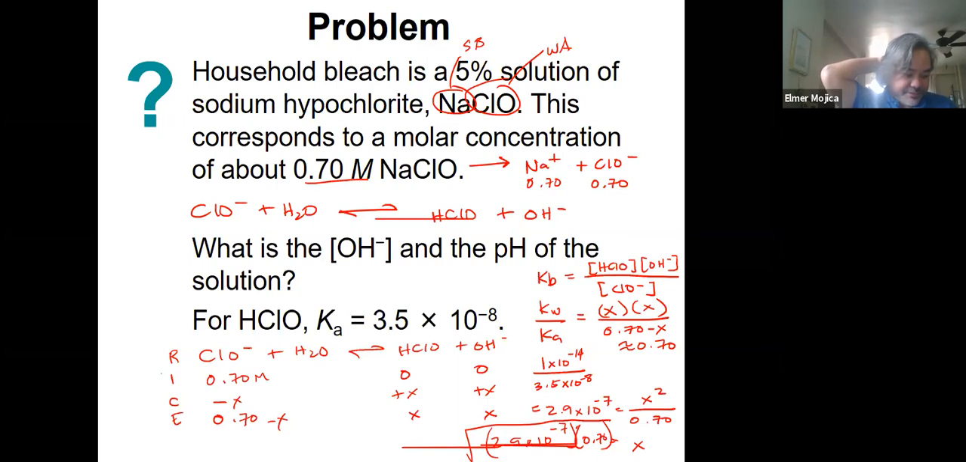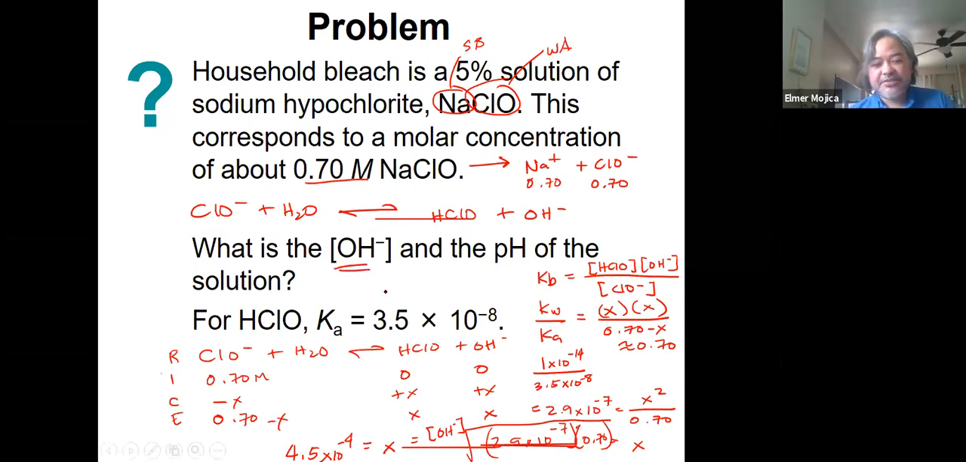What do you get? I get this value, 4.5 times 10 to the negative 4. But that's just the x. And that is equal to your hydroxide. So it answered the question here.